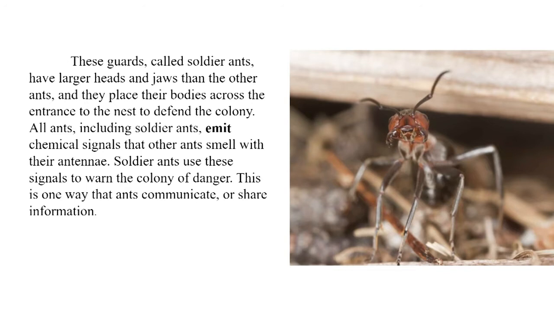All ants, including soldier ants, emit chemical signals that other ants smell with their antennae. Soldier ants use these signals to warn the colony of danger. This is one way that ants communicate or share information. Emit means to give off.